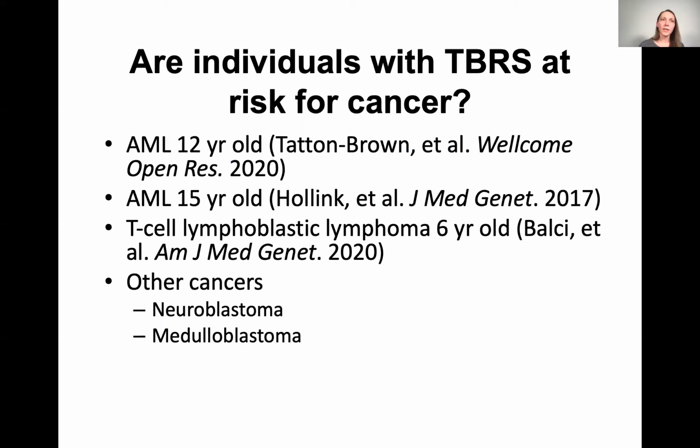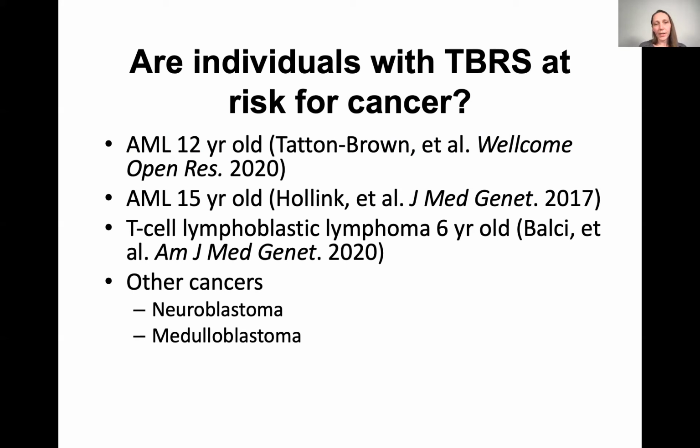Okay, so probably the question I get asked the most is this: are individuals with TBRS at risk for cancer? As I said, one of the first things we learned about DNMT3A in the blood is that it can be identified, in particular, in adults with blood cancer. Of course, there have been some reports in the literature of children with TBRS, a 12-year-old and a 15-year-old so far reported with AML, acute myeloid leukemia, and then one report of a 6-year-old with T-cell leukemia. We don't really have a good handle on the overall frequency of cancer amongst TBRS individuals, but certainly it's something we really need to nail down with research over the coming years.